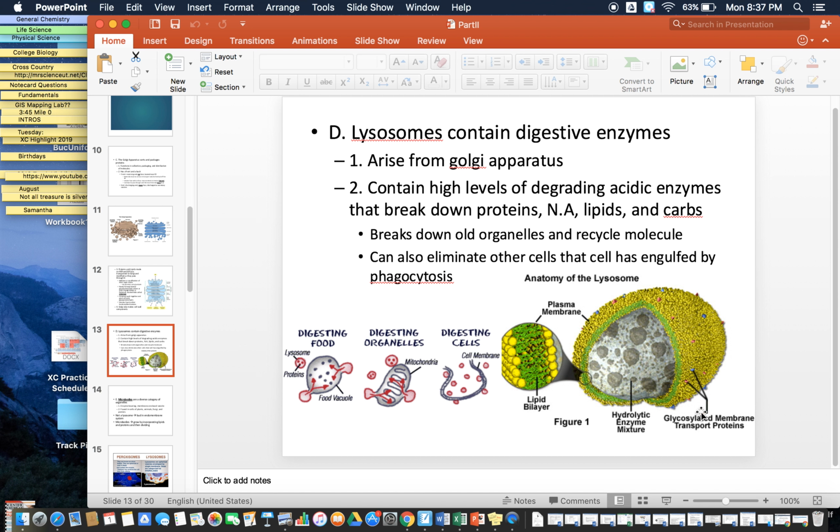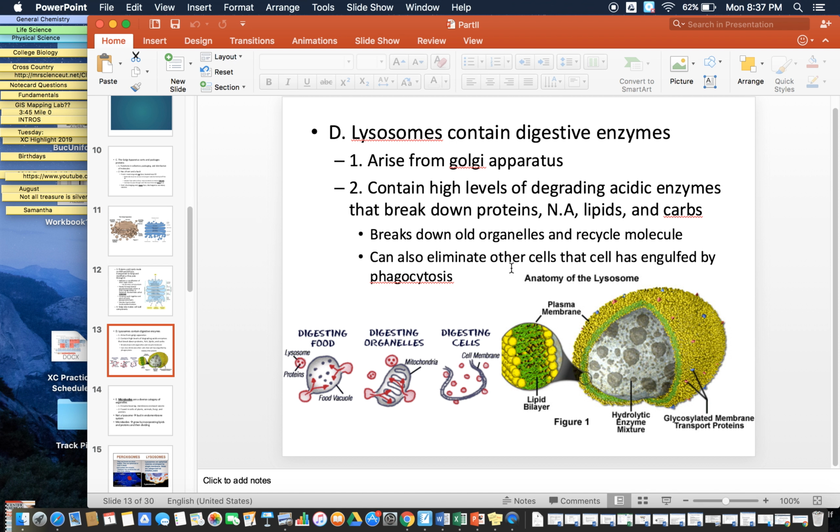All right, switching gears. So one destination that a vesicle can become after it leaves the Golgi apparatus is a lysosome. And I always like to call the lysosomes the garbage men of the cell. They contain digestive enzymes. And inside of the lysosome, we have some very dangerous degrading acidic enzymes that can break down proteins, nucleic acids, lipids, and carbs. So lysosomes go around and they break down old, damaged organelles and recycle all the molecules and bits.